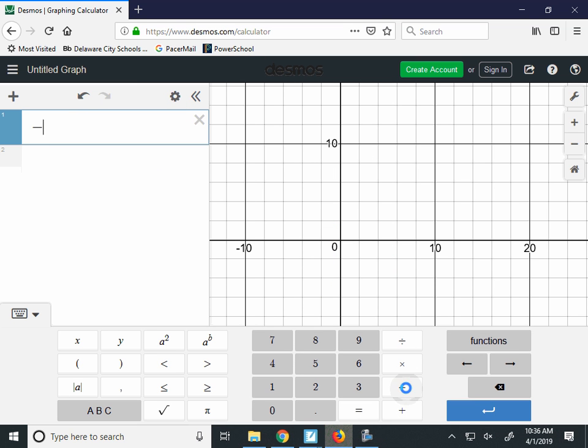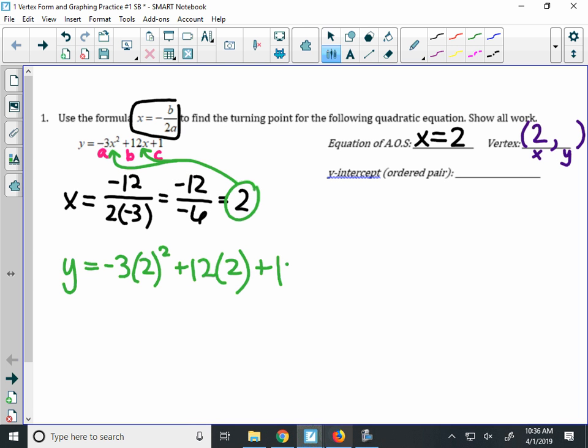Okay, so negative 3 times 2 squared plus 12 times 2 plus 1. And I get an output of 13. That's the y value of my vertex. Then the y-intercept is the constant that's on the end of standard form, (0, 1).